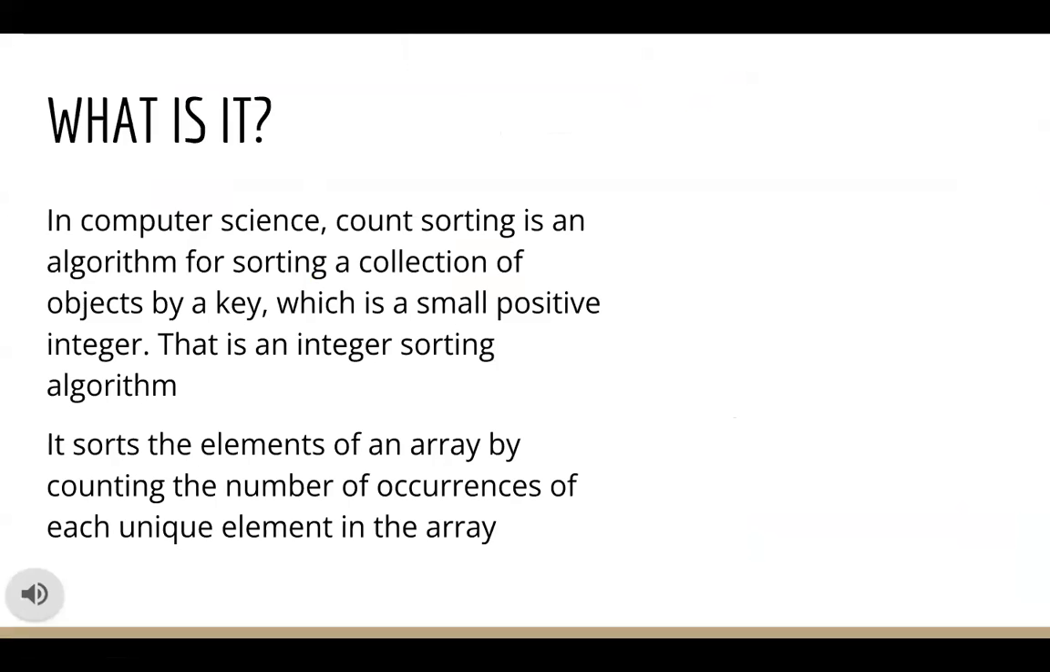So we start off with what is it? What is the counting sort algorithm? In computer science, counting sort is an algorithm for sorting a collection of objects by a key, which is a small positive integer. That is an integer sorting algorithm. It sorts the elements of an array by counting the number of occurrences of each unique element in the array. So whenever we want to keep track of an occurrence or add, subtract, we can use a counting sort algorithm.